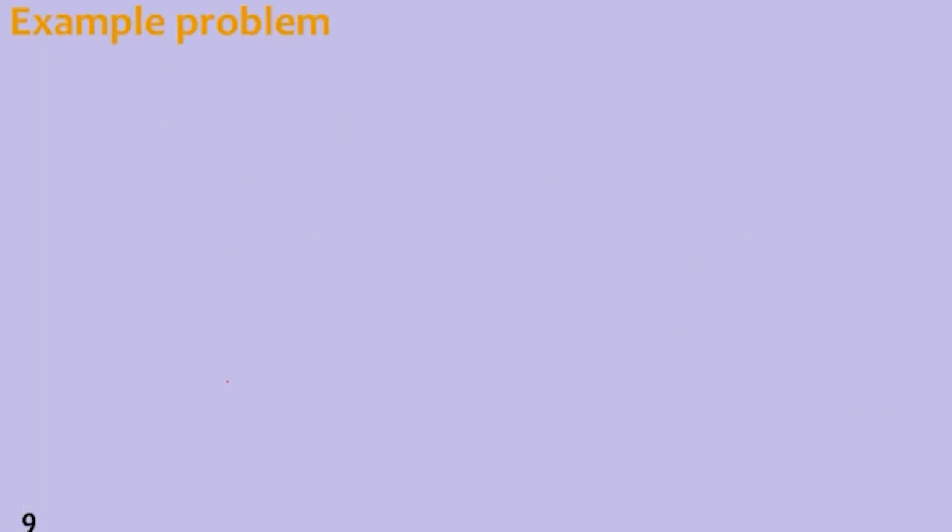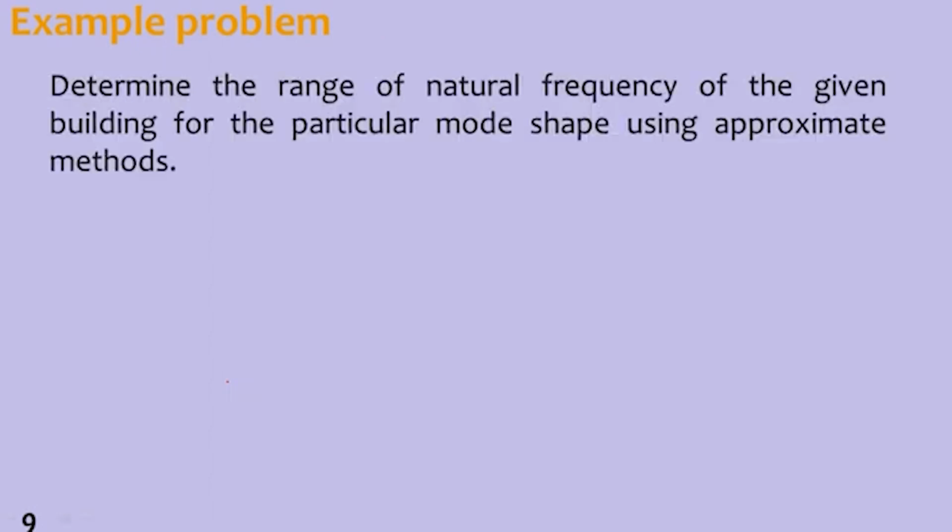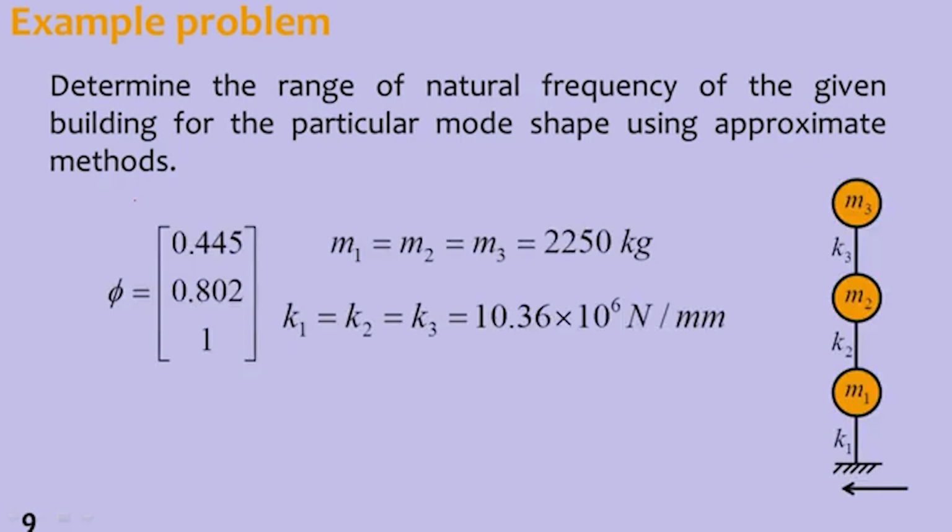Now, let us solve one problem and understand Rayleigh's coefficient, Rayleigh's method and Dunkerley's method. In this one, determine the range of natural frequency of the given building for the particular mode shape using approximate methods. The building is given, whose masses are M1, M2 and M3. All 3 masses are 2250 kg, which is the same example we are carrying from the previous class. K1, K2, K3 are 10.36 into 10 to the power of 6 Newton per millimeter. Now, we are assuming a mode shape: 1, 0.8 and 0.445. This is our assumed mode shape.